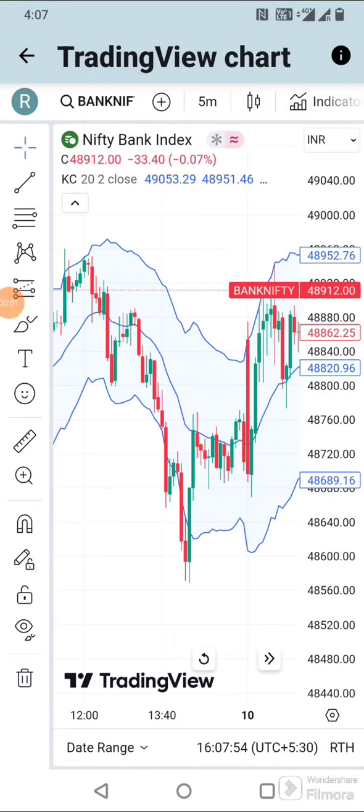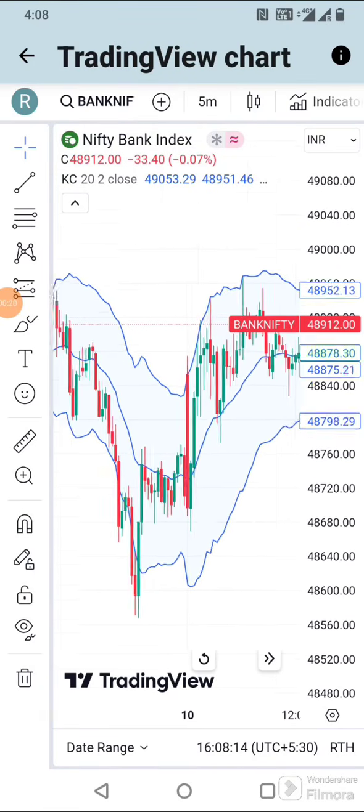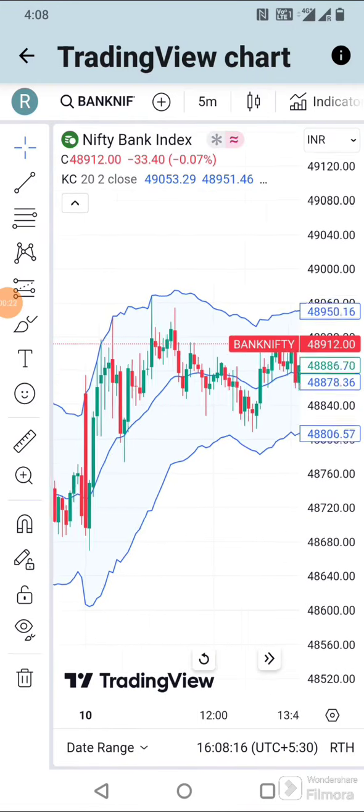Whenever the price touches the upper band or crosses above the upper band of the Keltner channel indicator, price starts decreasing from there. Whenever the price touches the lower band of the Keltner channel indicator or crosses below the lower band, price starts increasing from there.